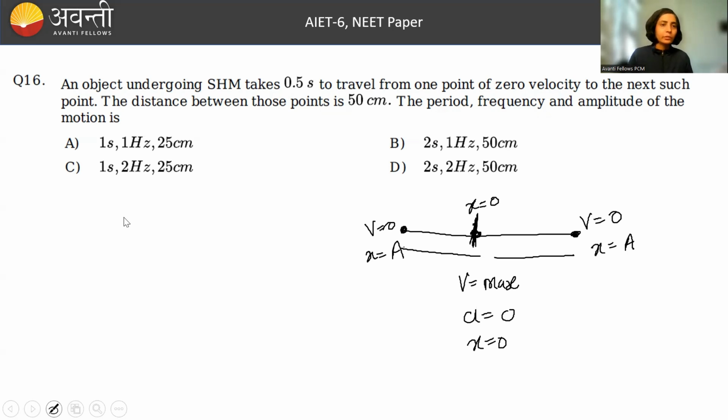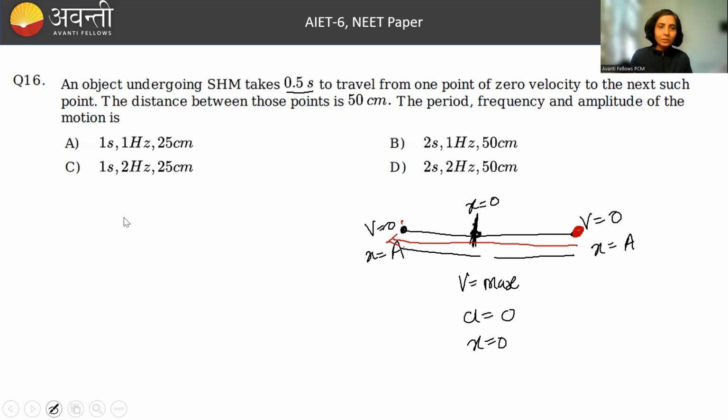Now let's read the question. An object undergoing SHM takes 0.5 seconds to travel from one point of zero velocity to the next such point. That is, half a second it is taking. Suppose my particle is here, and it takes half a second to reach this place. So from here to here, it is taking half a second.